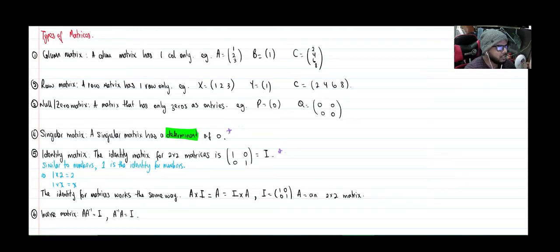A row matrix is analogous to a column matrix where it has only one row. X, Y, C has one row only. As you can see, a matrix with one entry in it can be considered both a column and a row matrix, because at the same time it has one column, it has one row.